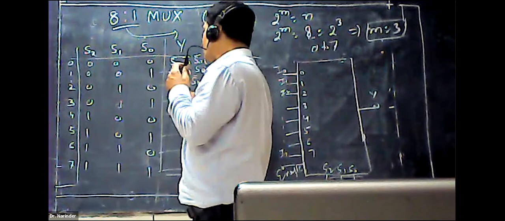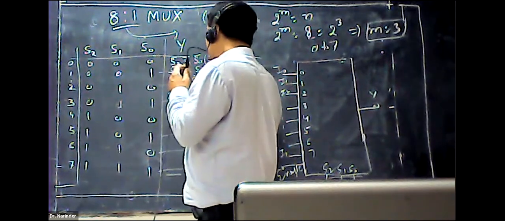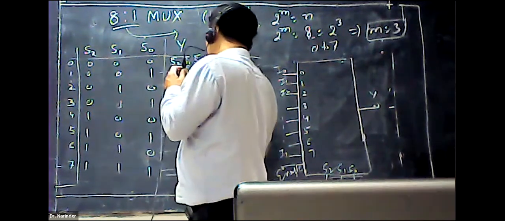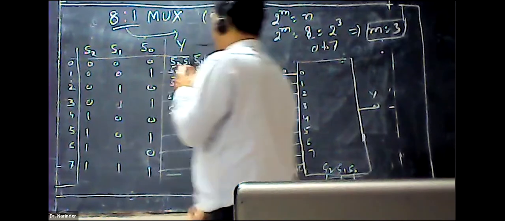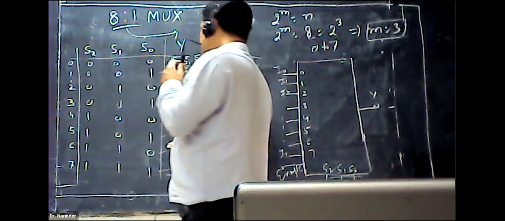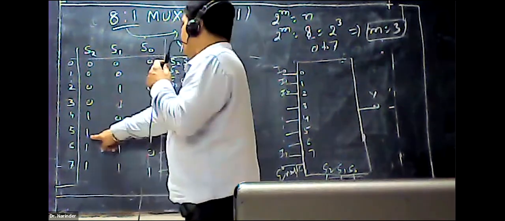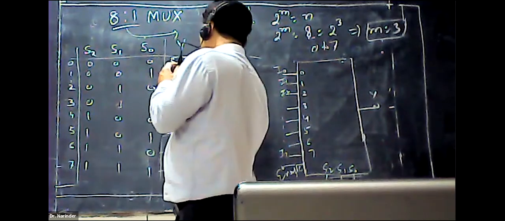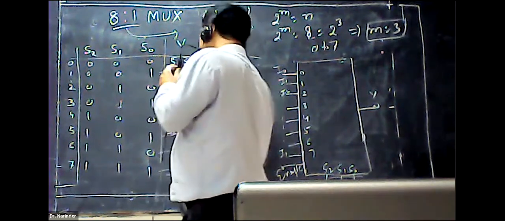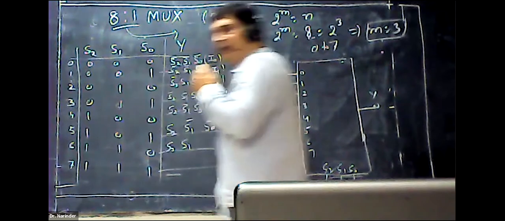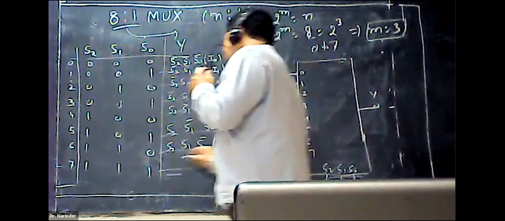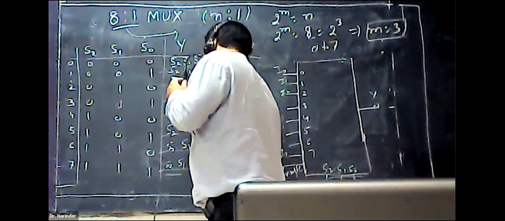This is S2 bar, S1, S0, I3. Next is S2, S1 bar, S0 bar, there is I4. Next, under S2 there is a 1, S2, S1 bar, S0, I5. For the 6, S2 and S1 would be 1, and S0 would be 0, that should be bar. For 7, all are 1, S2, S1, S0, and this is I7.